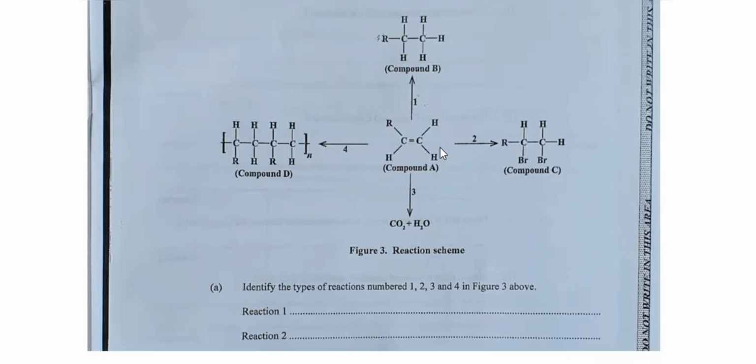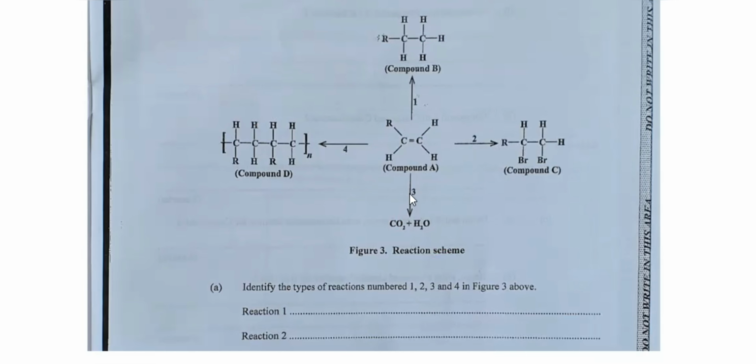Now let's look at 2. For 2, compound C, you'll notice that compound C has 2 bromine atoms attached to it, which means that you would have added 2 bromines to this. Now, because you're adding bromine and bromine is in group 7 and group 7 elements are called halogens, this is a halogenation reaction.